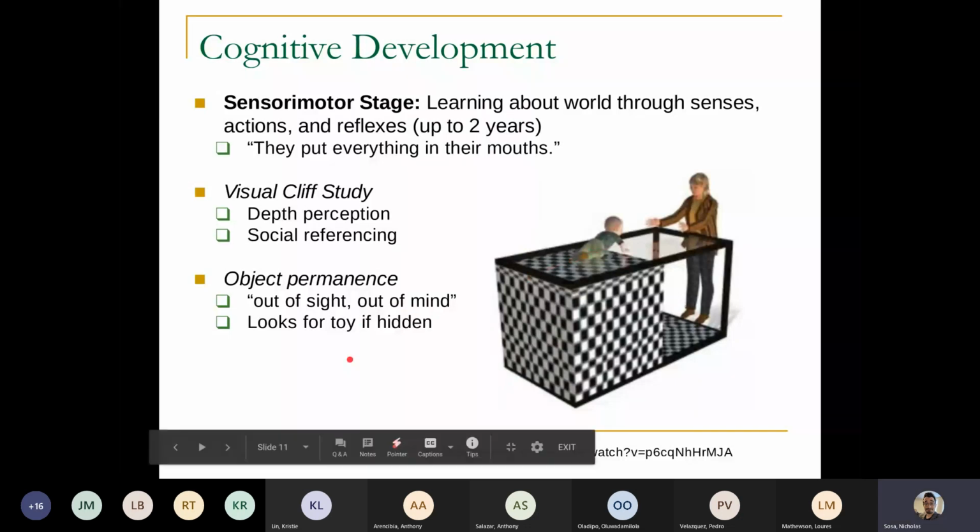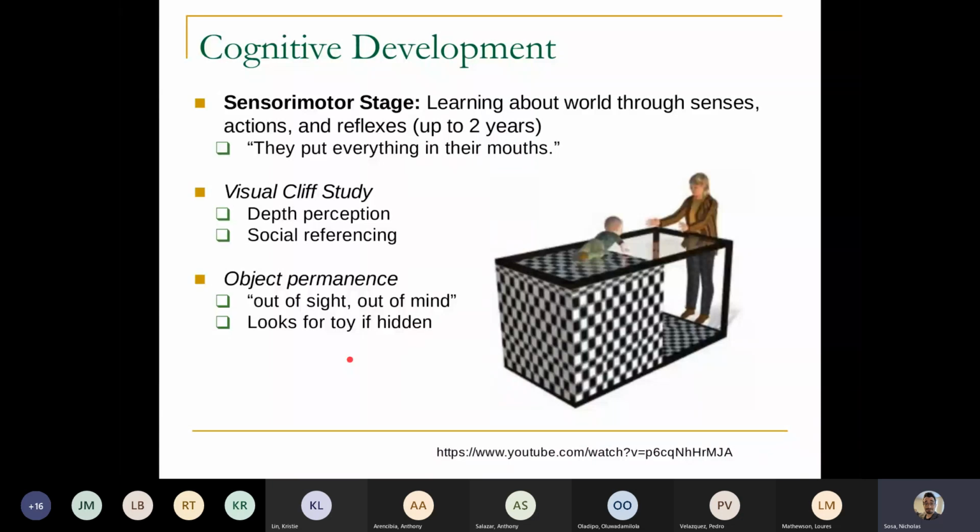Finally, we find that in the sensory-motor stage, we see a lack of object permanence. And a lack of object permanence is associated with that phrase, out of sight, out of mind. So if you cover up a baby's toy, they will just stop looking for it because in their mind, it has completely vanished.